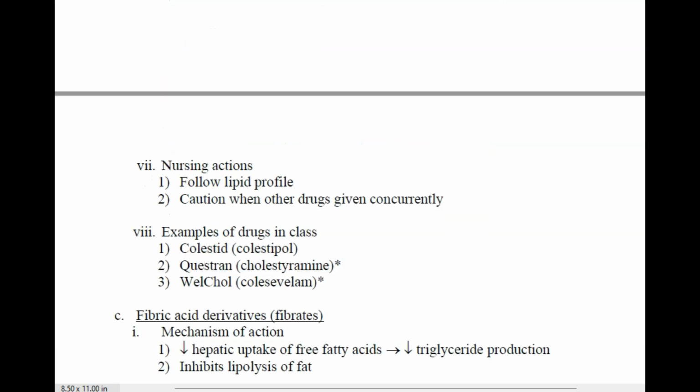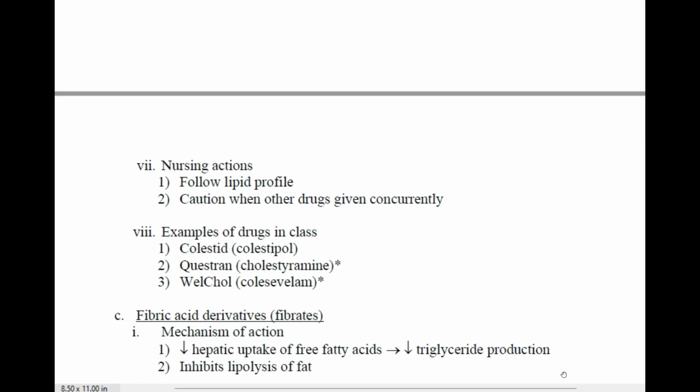So knowing what we know about the drug, right, about the mechanism of action, possible side effects, how it works, indications, precautions, and contraindications, these are some of our nursing actions or nursing interventions when it comes to taking care of a patient taking bile acid sequestrants. One, we know that this affects cholesterol or lipids, so we want to follow the lipid profile or lipid panel. Second, we need to take caution with other drugs given concurrently because that can affect the absorption or it can have some interaction.